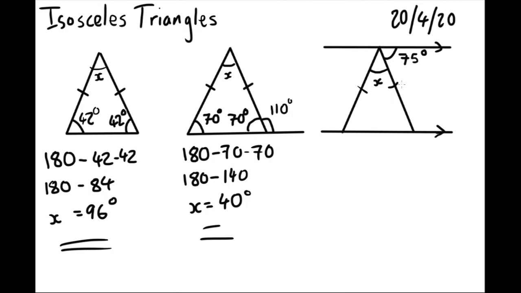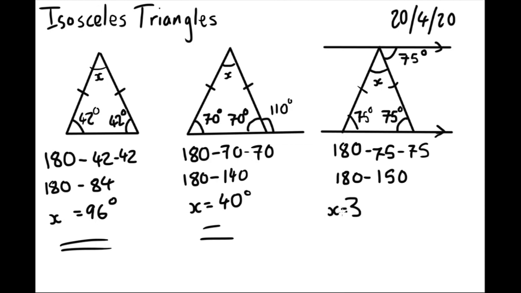Final question. I have two parallel lines here. This one is 75 degrees. So because of alternate angles or Z angles, this angle here must also be 75 degrees. We ignore the triangle to start with and we just think about our parallel lines. So if that one's 75 degrees, this one must also be 75 degrees. So to find x, same method, 180 minus 75 minus 75, which is 180 minus 150, and that gives me x equals 30 degrees.